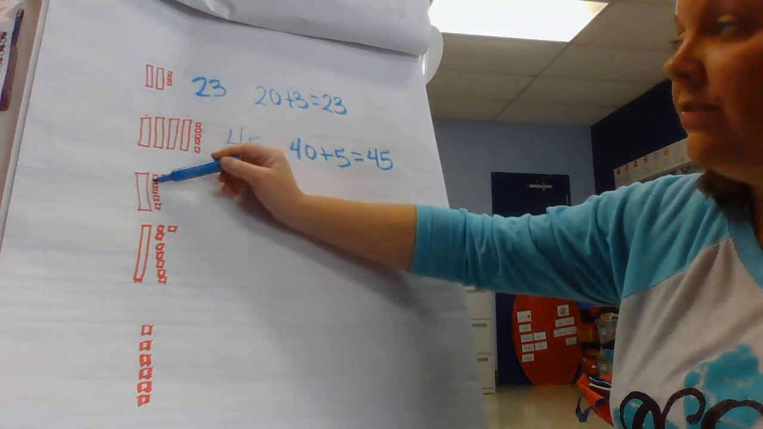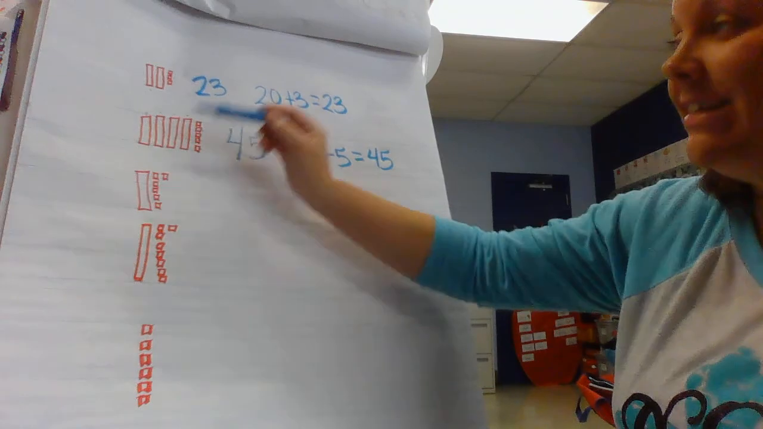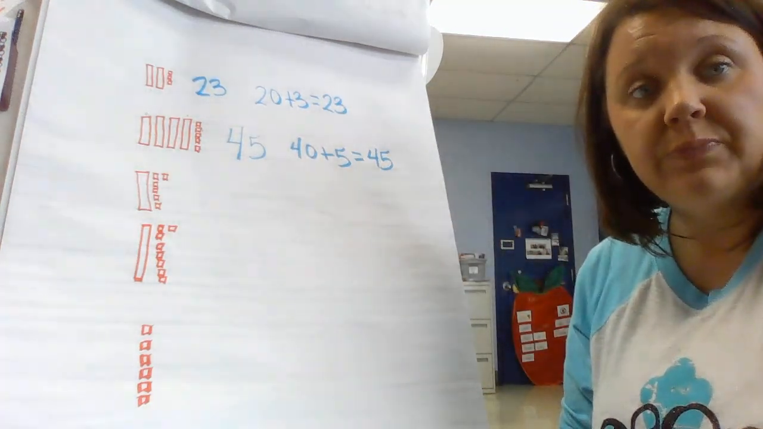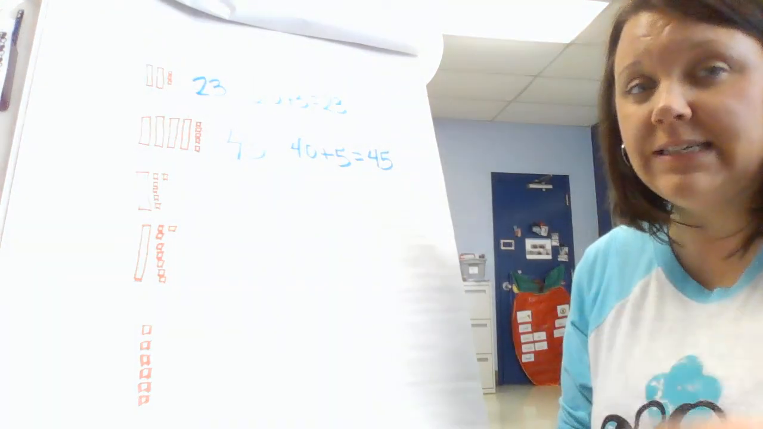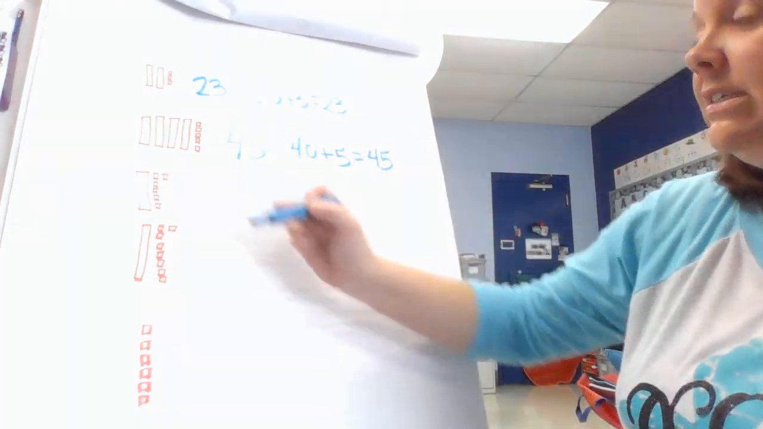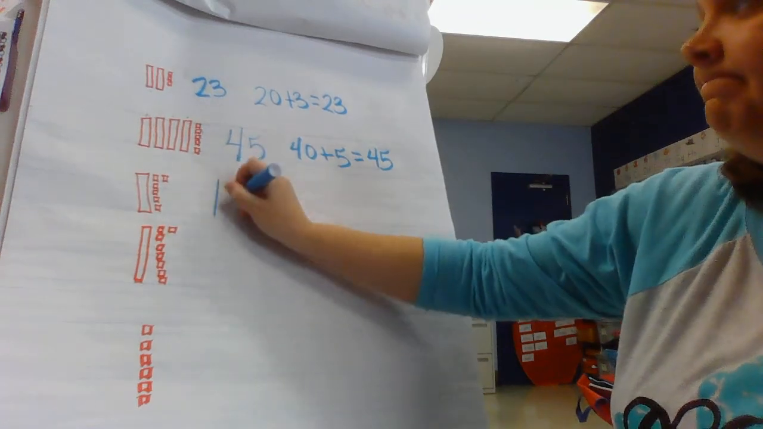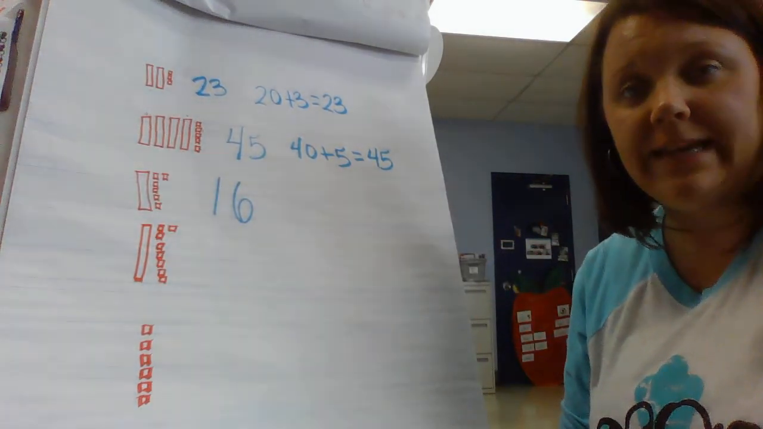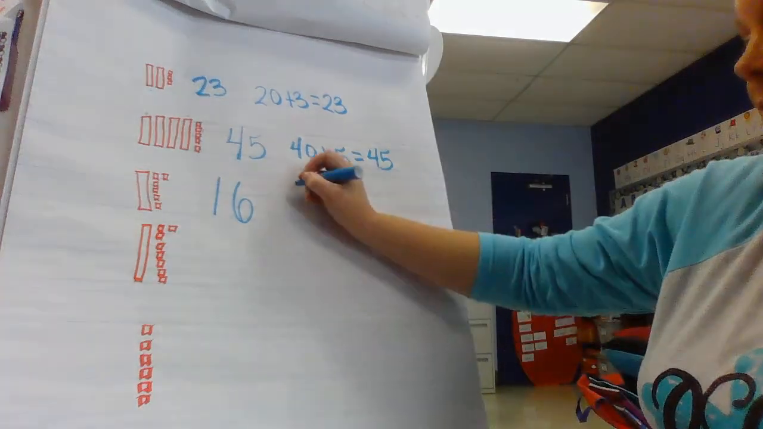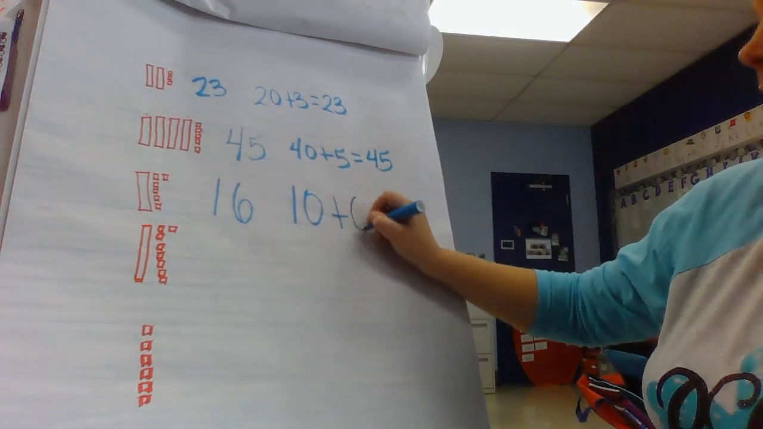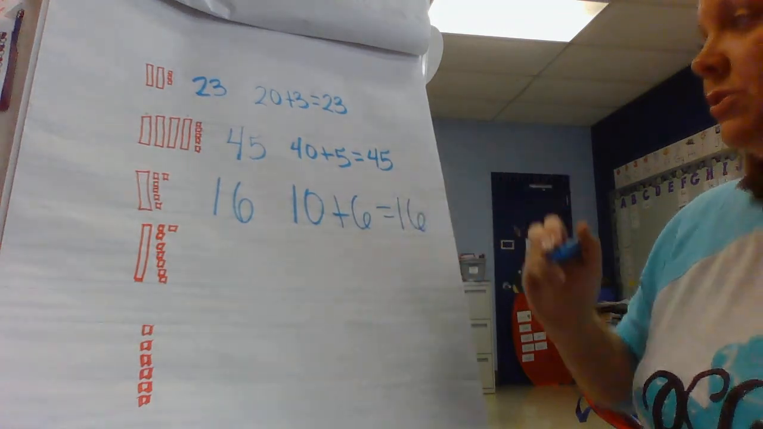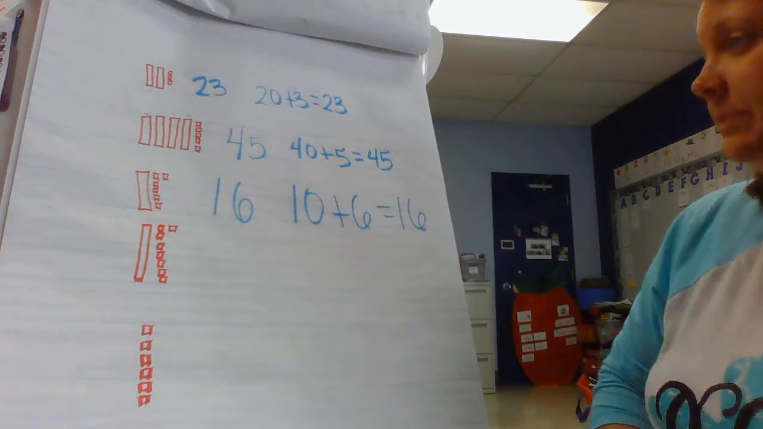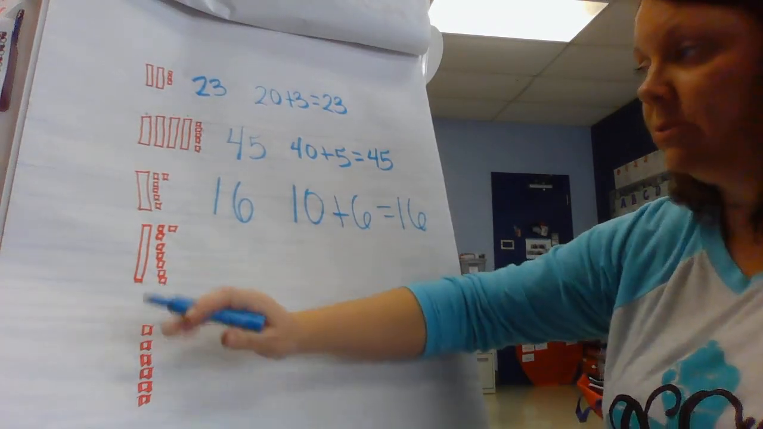10, 11, 12, 13, 14, 15, 16. We only have one 10. So there would be a 1 in the tens place, but there is a 6 in the ones place. So we use the digits 1 and 6. The numerical form is 16. The expanded form would be 10 plus 6 equals 16. Remember, the value of the 1 is 10. Okay, let's count the next one.